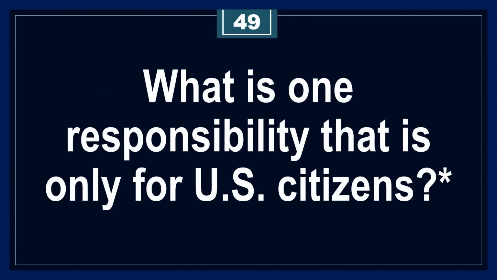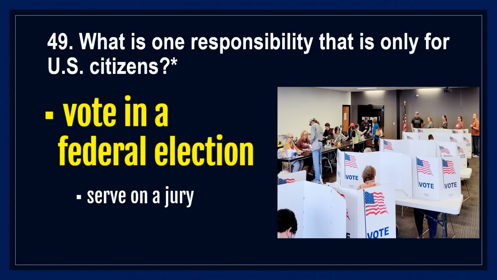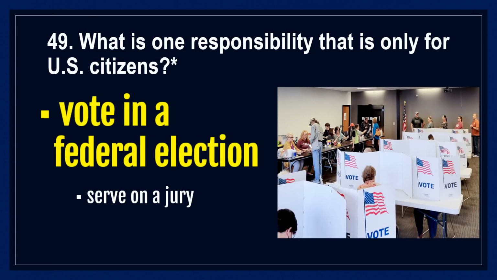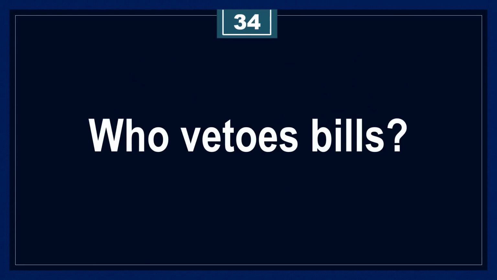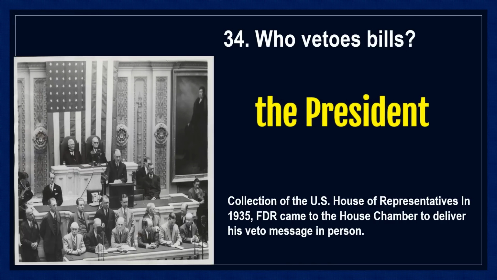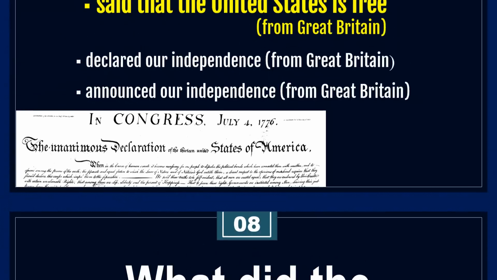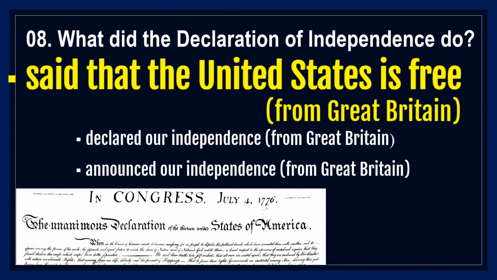What is one responsibility that is only for U.S. citizens? Vote in a federal election. Who vetoes bills? The president. What did the Declaration of Independence do? Said that the United States is free from Great Britain.